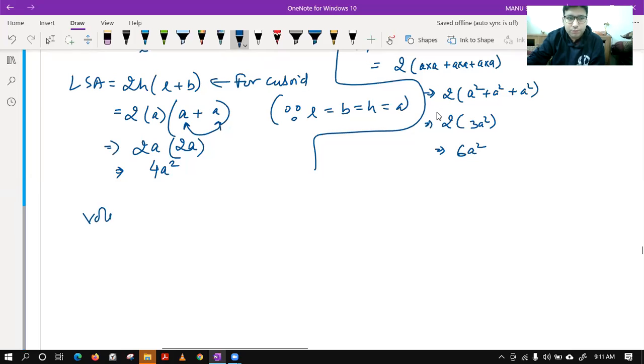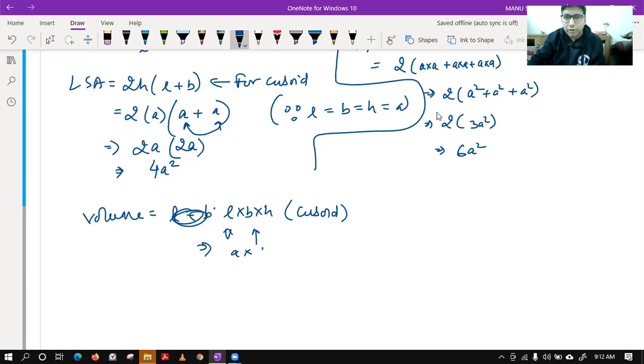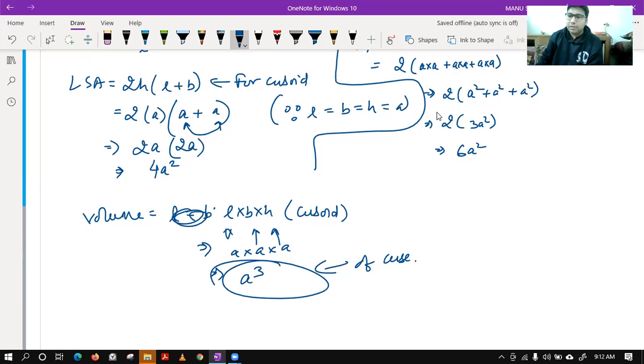Then last concept was volume. Let's see that also. The volume of a cuboid was given by L into B into H. Just put the values A into A into A, you get A cube for the cube. That's it. So I'm finishing it over here.